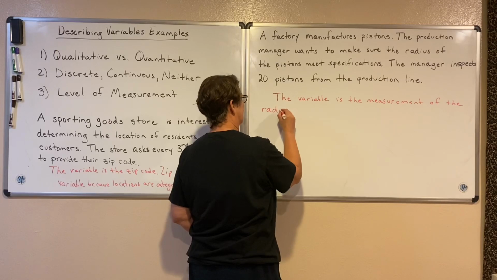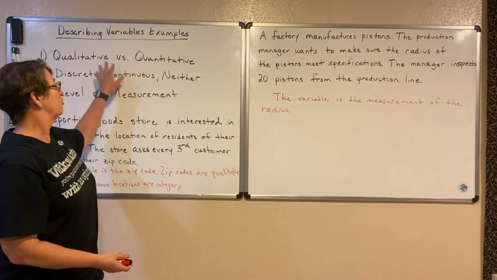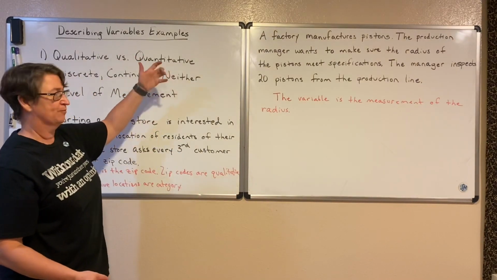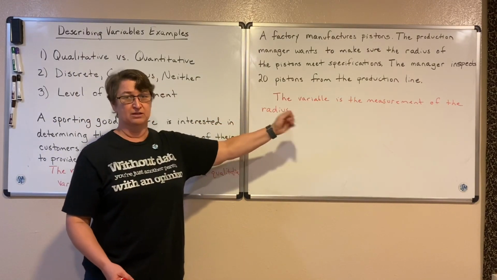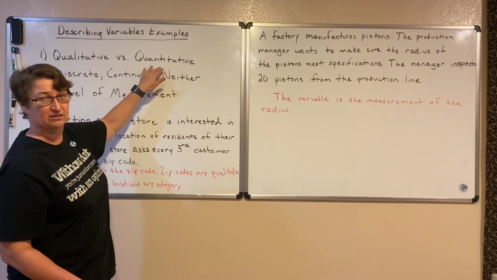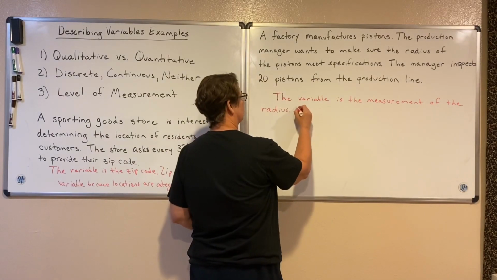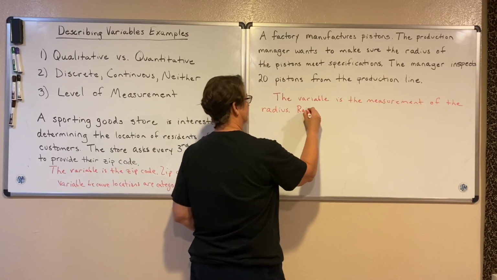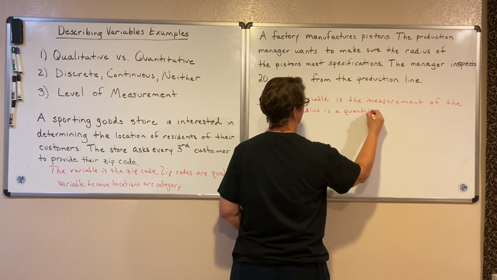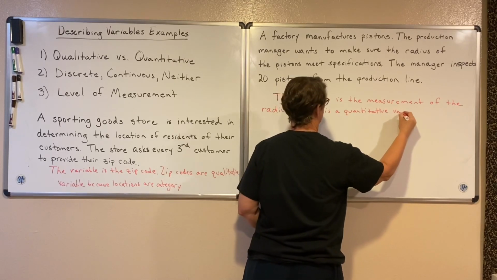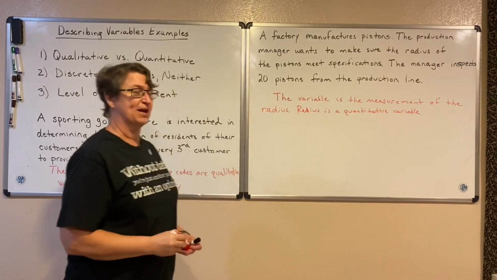And again, let's decide, is that a qualitative or a quantitative variable? Is it just a category, or is it a count or measurement? Well, we kind of gave it away when we described the variable, because it says it's a measurement. Since it's a measurement, it is a quantity. It's a quantitative variable. So radius or measurement is a quantitative variable. We're going to record numbers. We're going to record a measurement.